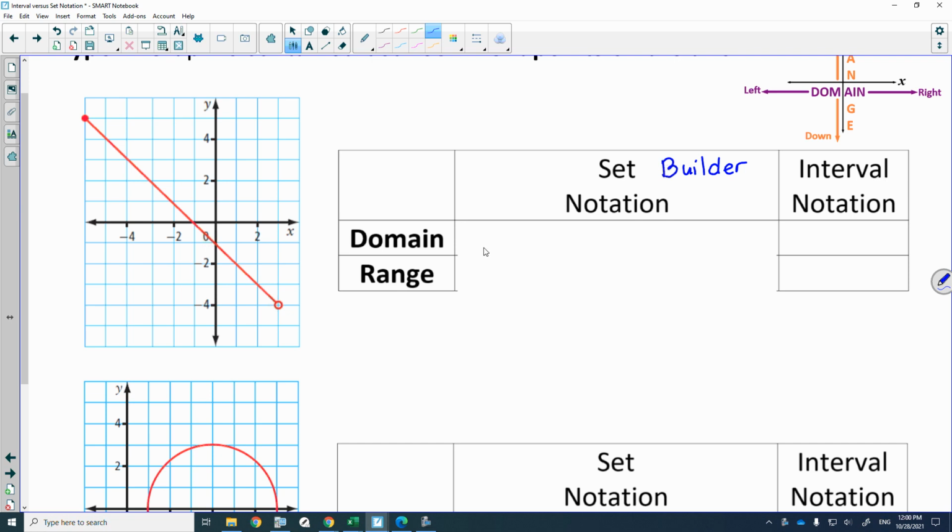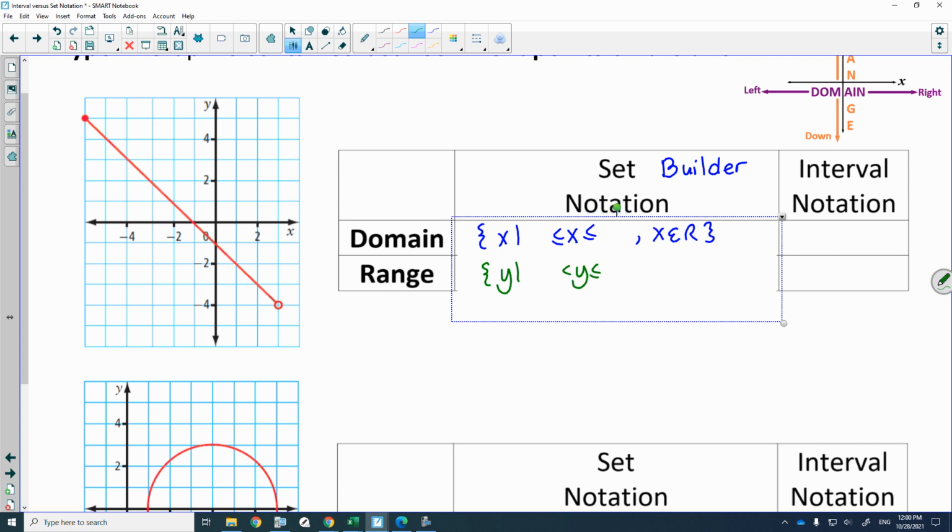How we set it up, just as a review, let's set up the domain and range. Remember you have your fancy bracket. x is such that, put your x in the middle and set up your inequality signs, comma, x ∈ R. End with your bracket. Set up your range the exact same way, except that range is your y coordinates. So y is such that, y in the middle with your inequality signs, comma, y ∈ R.